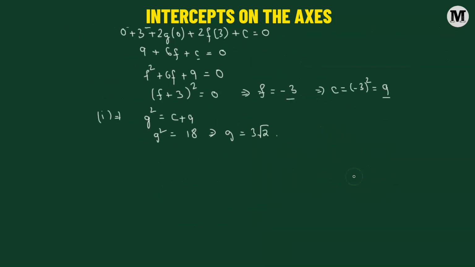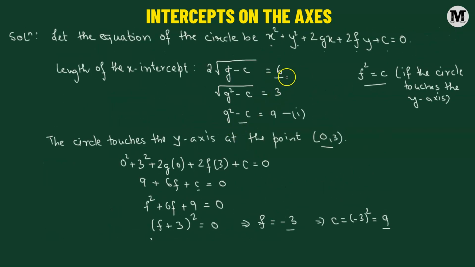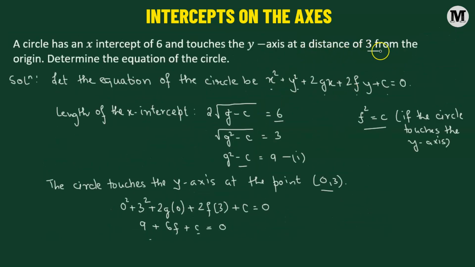Now we can find out the equation of the circle. So the equation of the circle is going to be x squared plus y squared plus 2gx. We have 2 times plus or minus 3 times square root of 2, so we get plus or minus 6 times square root of 2 times x. Then we have f, so 2 times f times y gives us negative 6y, plus the value of the constant c, equals 0. So this is going to be the required equation of the circle, which has an x-intercept of 6 units, and it touches the y-axis at a distance of 3 units from the origin.